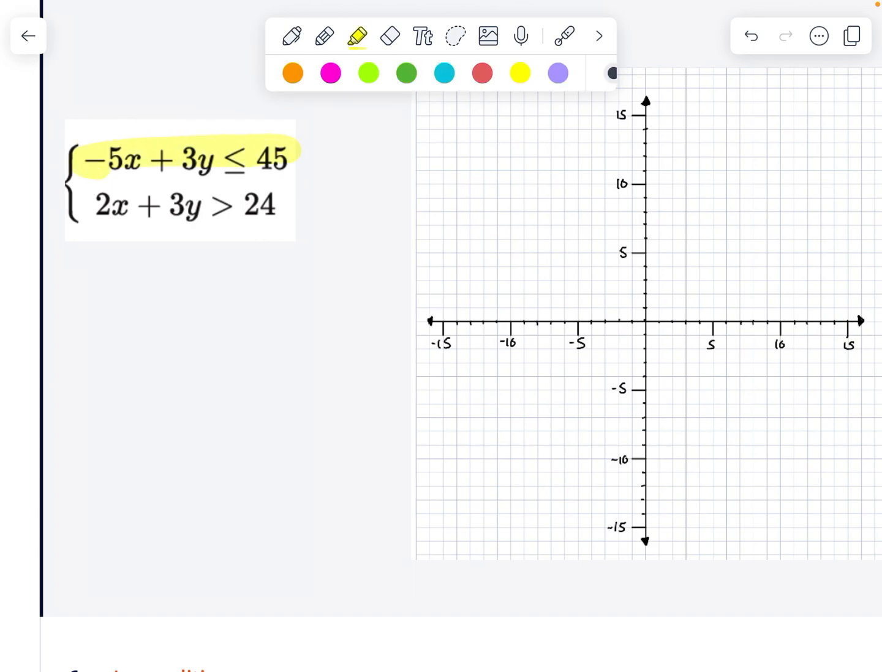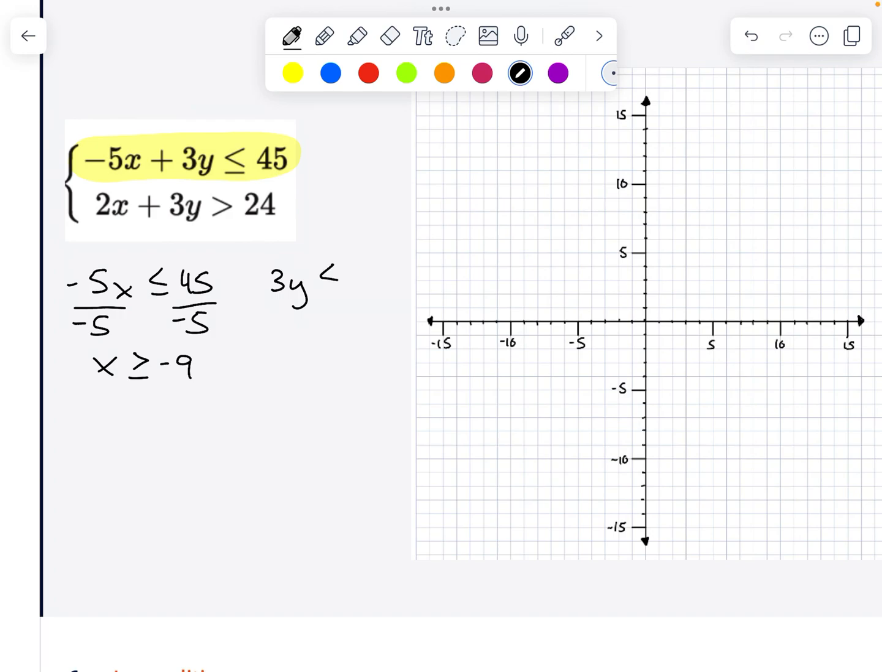Okay, so it says solve the following systems of inequalities. I have a graph. I have two equations or inequalities. So I'm going to start by doing my x y intercepts for this one. So minus 5x. If I plug 0 in for y, this is going to be 0. So minus 5x is less than or equal to 45.